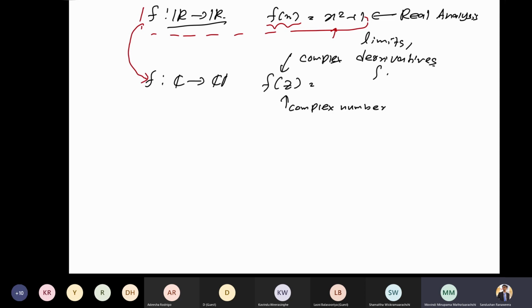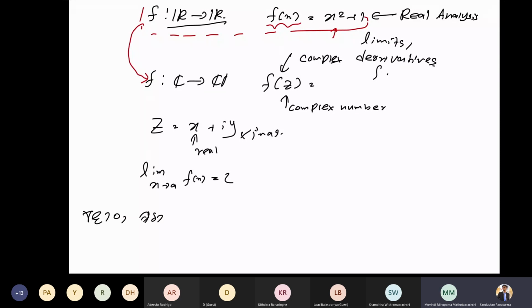We know we can write a complex number as x plus iy. We call this the real part and this the imaginary part. So we're going to generalize these particular operations. In the case of limits, let's say limit as x goes to a of f(x) equals L. I think you can watch my limit video if it isn't clear. We have this definition: for all epsilon greater than 0, there exists delta greater than 0 such that 0 less than |x minus a| less than delta implies |f(x) minus L| less than epsilon.